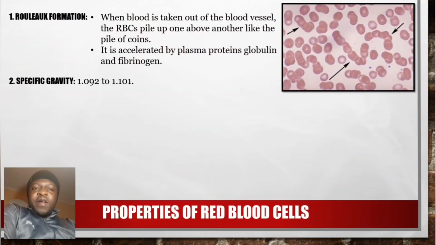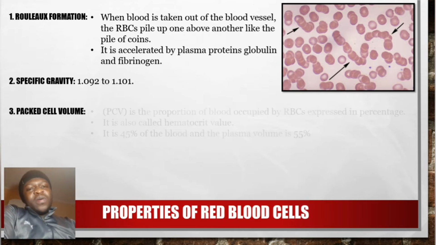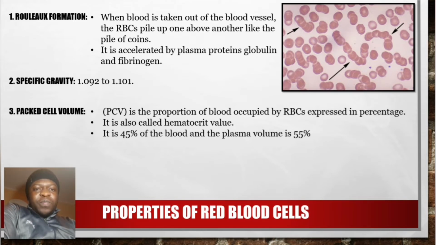The specific gravity of RBCs is 1.092 to 1.101. Packed cell volume is the proportion of blood occupied by RBCs expressed in percentage. It is also known as hematocrit value. This value is 45%, and the remaining 55% is plasma volume.